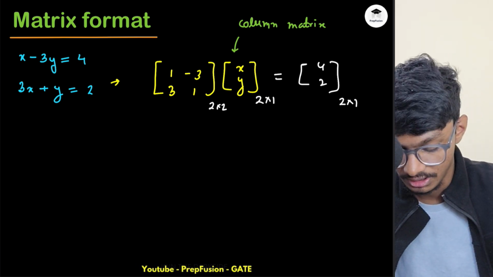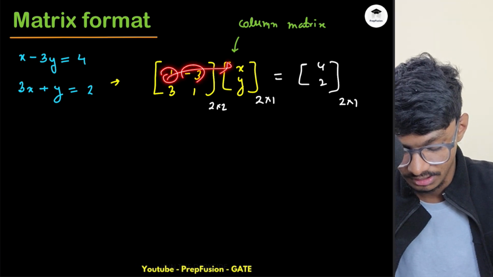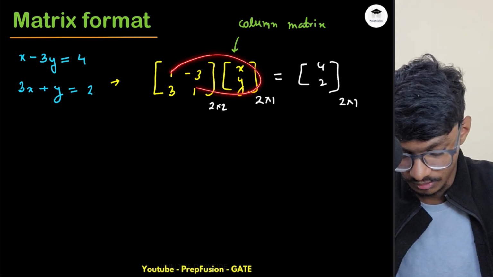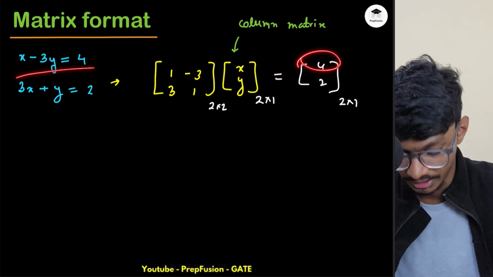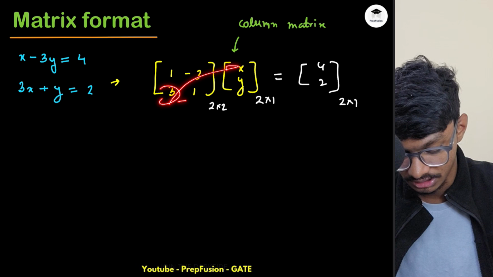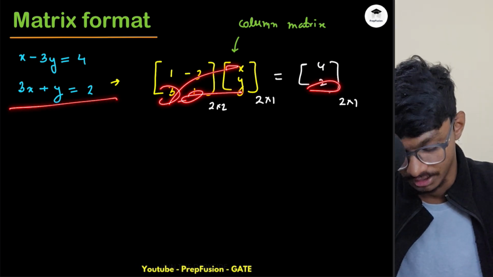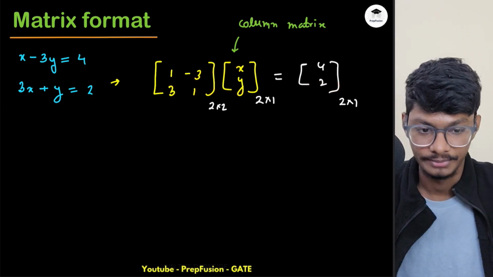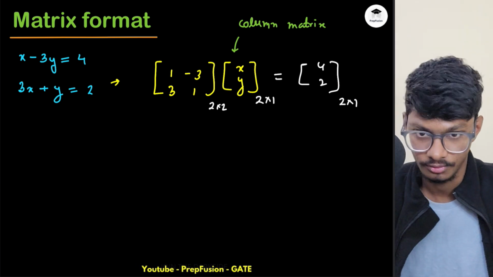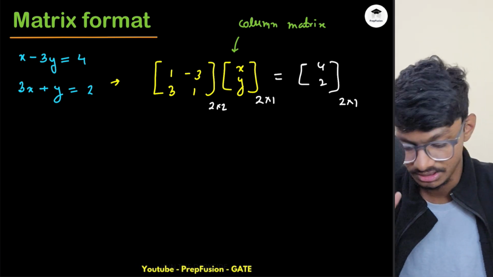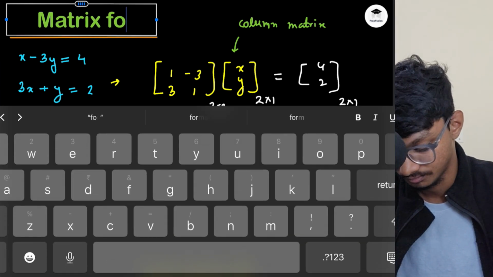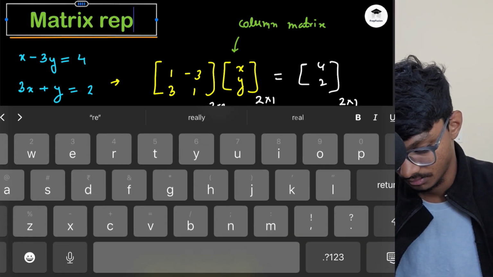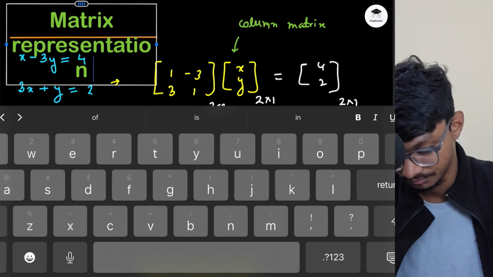So basically 1 times x, then minus 3 times y. So x minus 3y equals what? The first row, right? The first row is 4. So yeah, this is satisfying. Again 3 times x plus y equals 2. Yeah, this is satisfying the second equation. So yeah, basically our matrix representation is correct. So you should say matrix representation, not format.